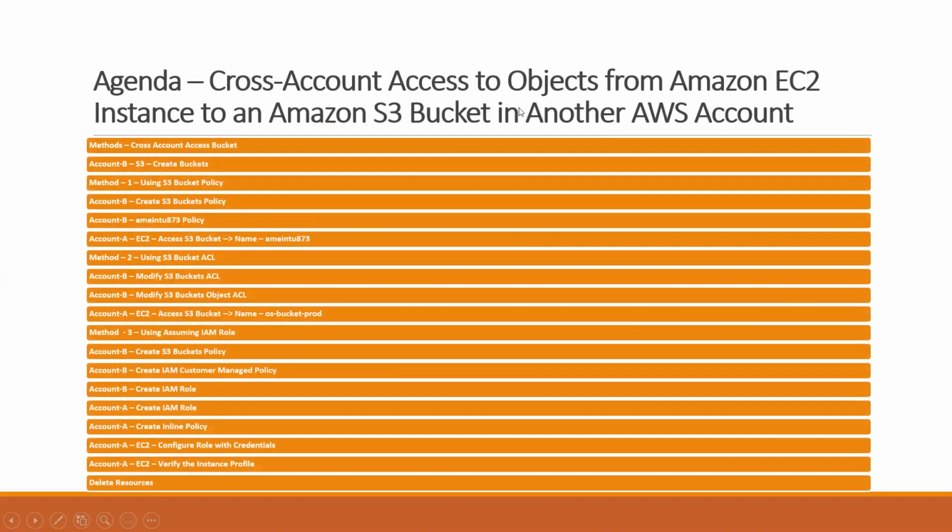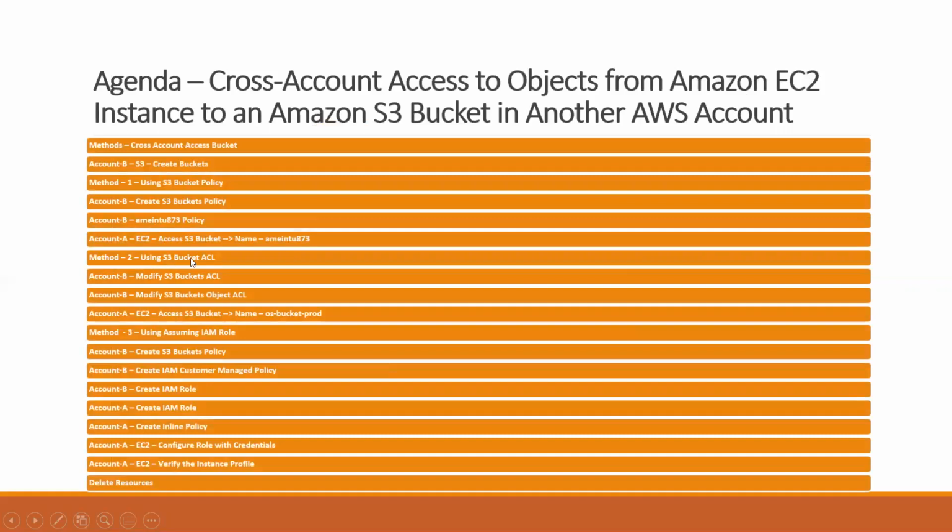Agenda for discussion today, we will discuss the methods. How many methods are there for cross-account bucket access? First we will create the bucket in S3 in account B, and there are three methods for accessing the bucket from another account. The first method is using the bucket policy. We will create an S3 bucket policy in account B and implement that bucket policy on the bucket. Then we will go from the other account A and access that bucket, and we will check whether we are able to access it or not. This is the first method.